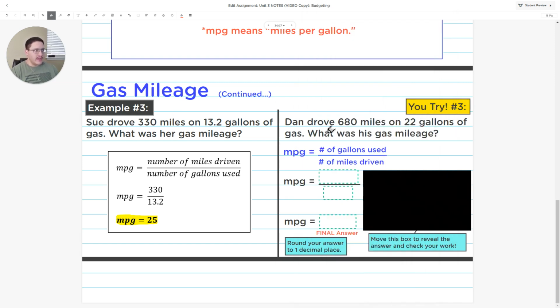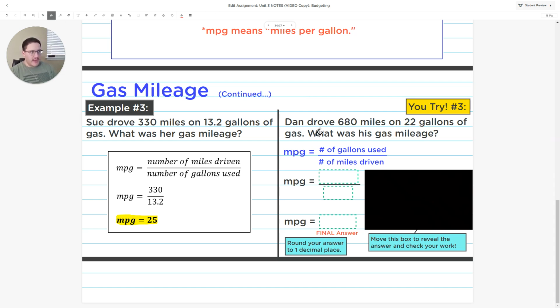You try number 3. Dan drove 680 miles on 22 gallons of gas. What was his gas mileage? So again, go through the steps, figure out the answer on your own. If you're on ClassKick, you can move this box and check your answer as you're going through this to see if you're doing everything correctly. So if you would like, go ahead and pause the video, try this problem on your own. Otherwise, I'm going to now show y'all how to do this.